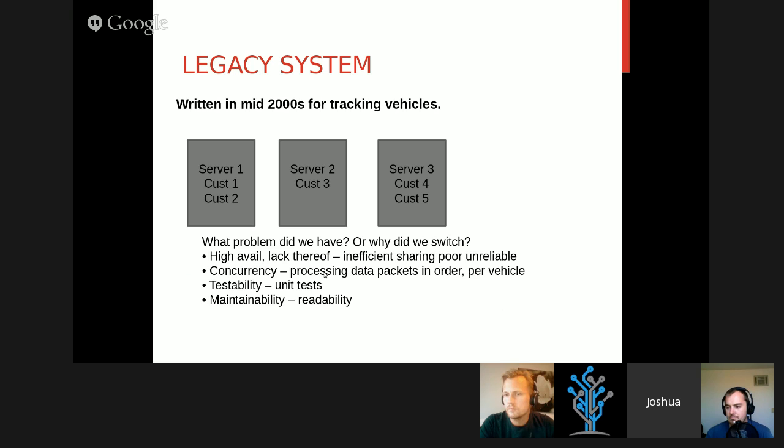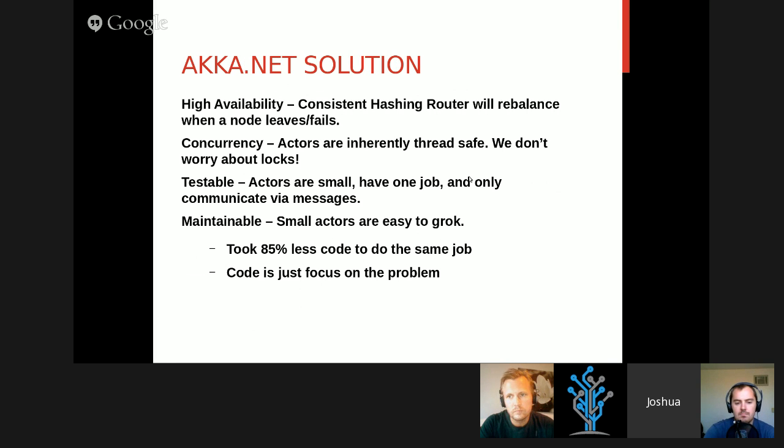Another problem we had is concurrency. Dealing with the messages from the vehicles, we have to process them in order to figure out what the vehicle is doing. Is it on route? Is it on schedule? With those types of systems, you have to deal with locks and messaging, a whole bunch of other stuff other than the problem you actually want to work on. Testability: our code was in large classes, very untestable, and readability was a big issue because of those large classes. So our Akka.NET solution: we started looking around at the actor model because of these problems we were having, and it's a perfect fit for what we do.